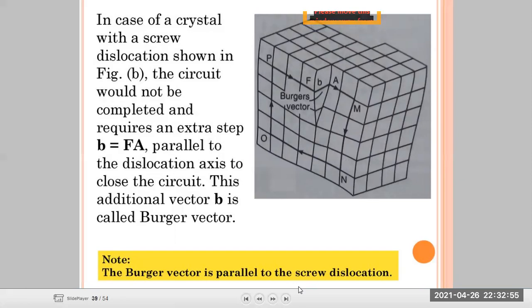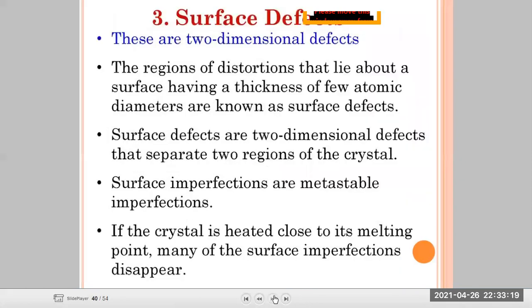In the case of a crystal with a screw dislocation, the dislocation is in the form of a screw, and the Burgers vector b is given by the value FA, which is parallel to the dislocation axis. You can see this FA is parallel to the dislocation axis. This additional vector, small b, is known as the Burgers vector.